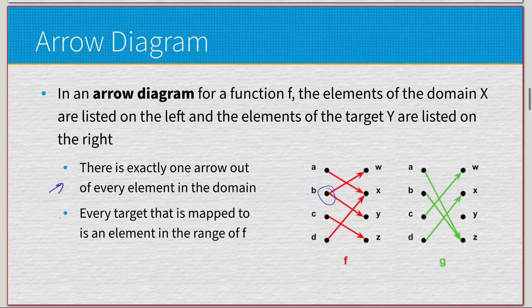And then over here we see every target that's mapped to is an element in the range of F. If we look at the improper one, it's not a proper function, but you can see everything's being mapped to. However, on G, we have W, X, Y, and Z for our target. But what is actually being mapped to? So our range would be W, X, and Z. Y would be completely omitted because nothing maps to it. Hence why range is a subset of our target.